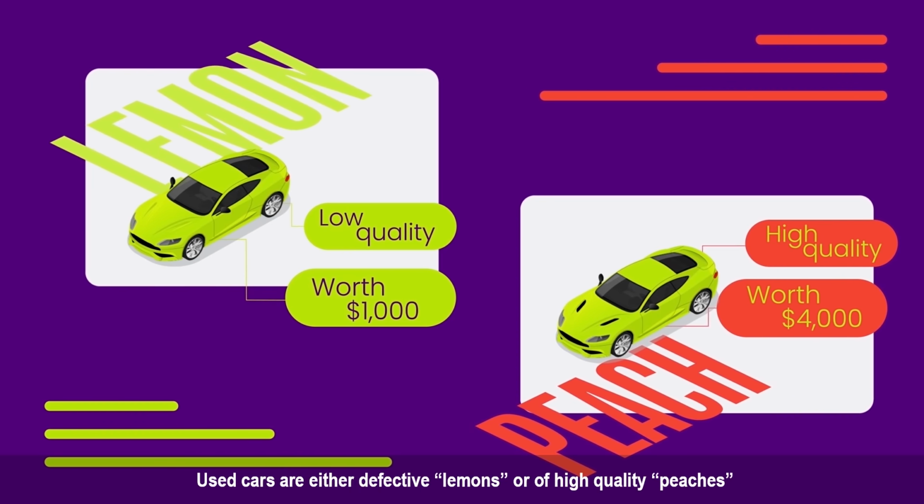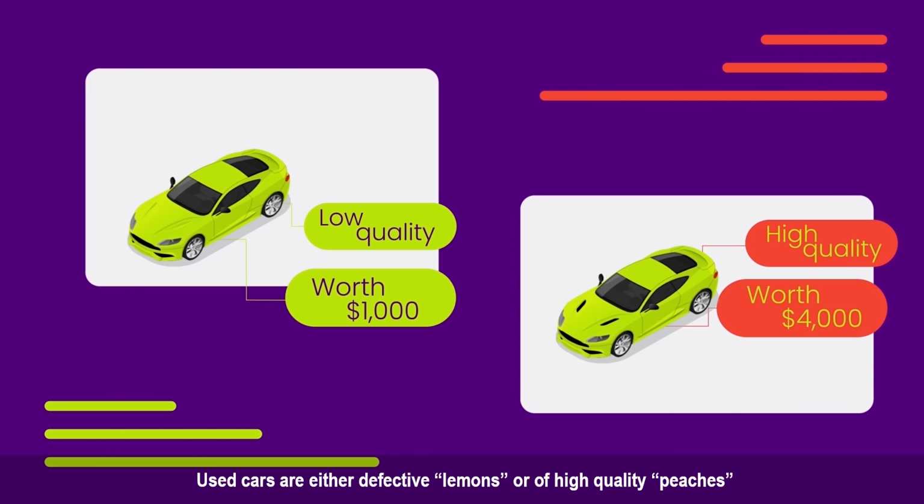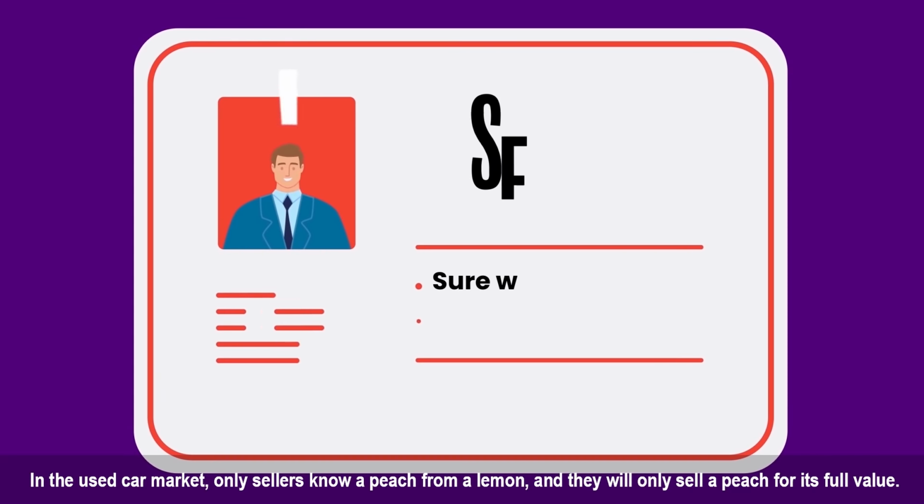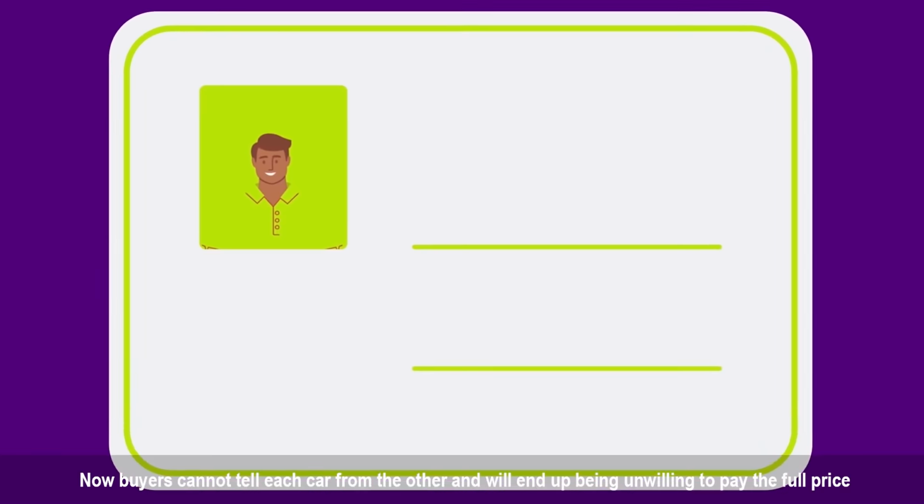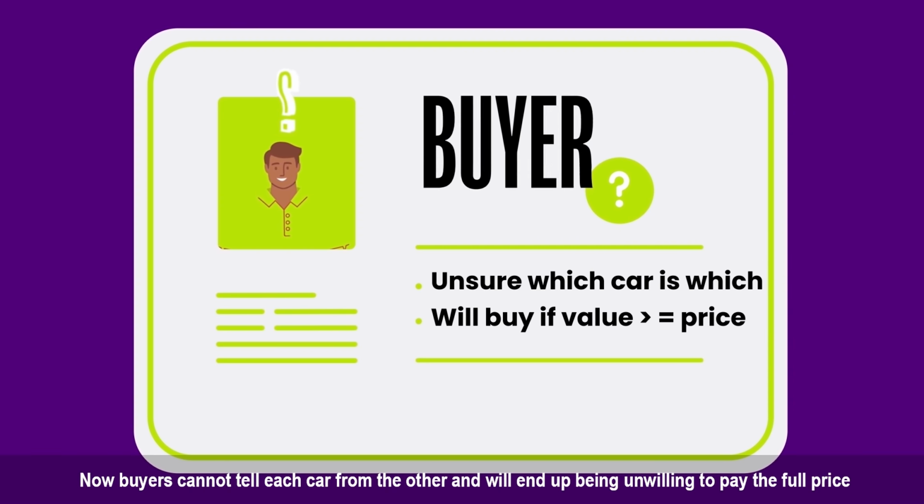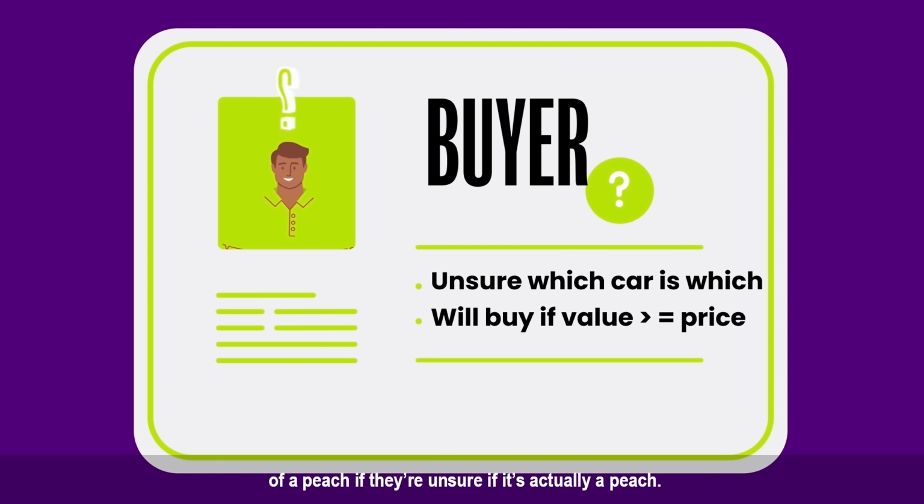Used cars are either defective lemons or high-quality peaches. In the used car market, only sellers know a peach from a lemon, and they will only sell a peach for its full value. Now, buyers can't tell each car from the other and will end up being unwilling to pay the full price of a peach if they're unsure it actually is a peach.